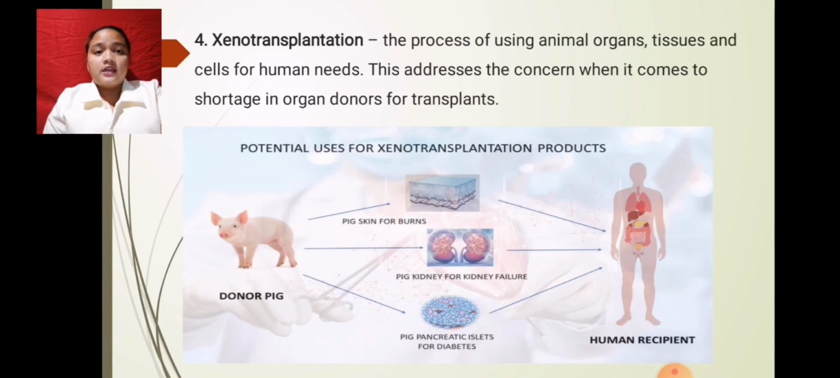Number four is xenotransplantation, the process of using animal organs, tissues, and cells for human needs. This addresses the concern of the shortage of organ donors for transplants. So as you can see, we have here the pig, which is the donor, and the human is the recipient. The skin of the pig will be used for the skin of a human who has a burn. The kidney is for kidney failure.